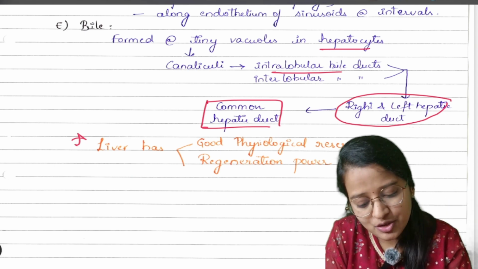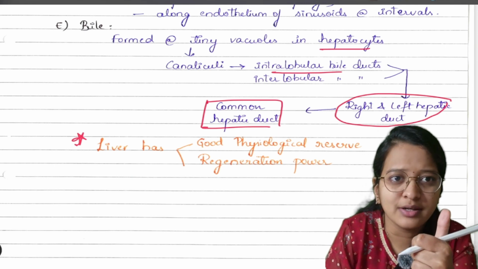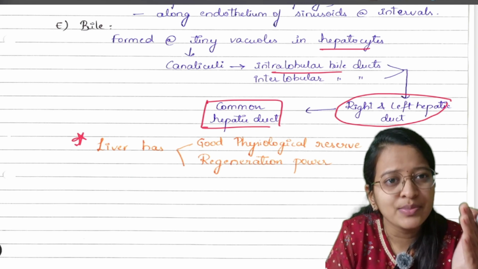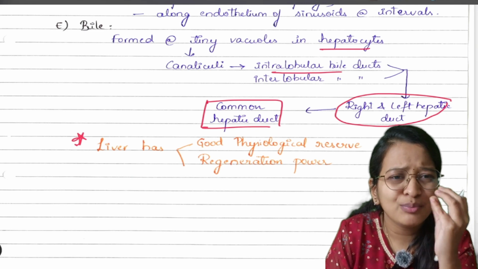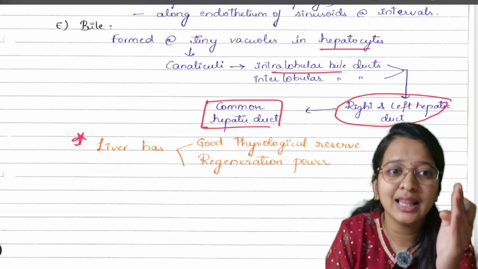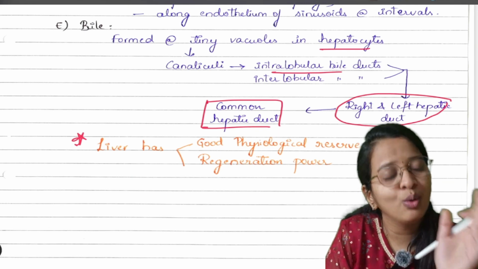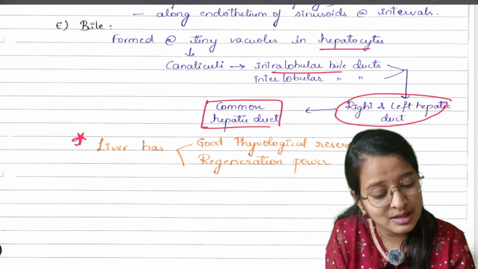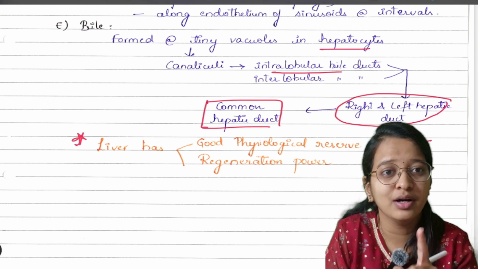The special features of the liver are that it has a good physiological reserve, and also the main thing is its regenerative power. So if you do a hepatectomy, if you want to remove a part of the liver in a healthy individual, the remaining part does the whole work. So this is why transplants are possible even though there is a single liver in a human body.